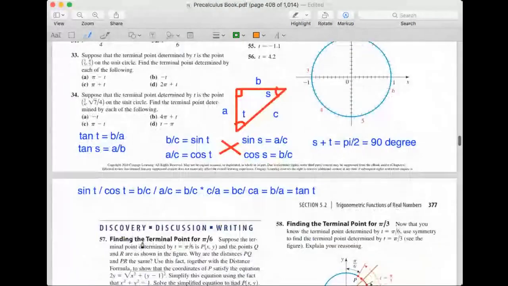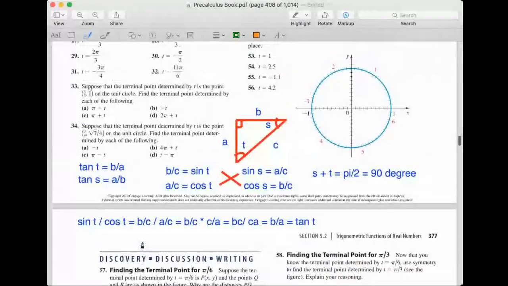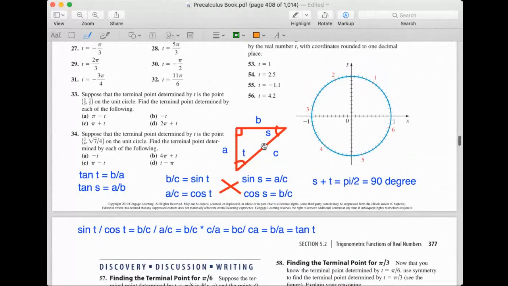We defined sine value, cosine value. Let's look at this picture of the red triangle. We can talk about this angle as t, this angle as s. Sine t equals the opposite side divided by hypotenuse, so I have b over c. Then cosine is the adjacent side over hypotenuse, a over c. And tangent t is opposite side over adjacent side, b over a. Also, tangent equals sine over cosine.